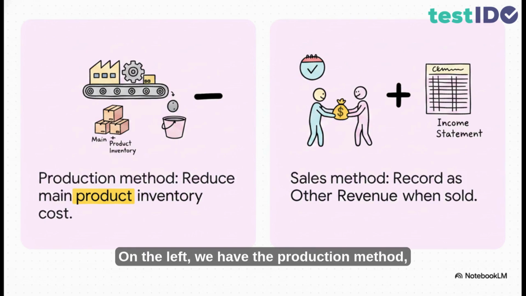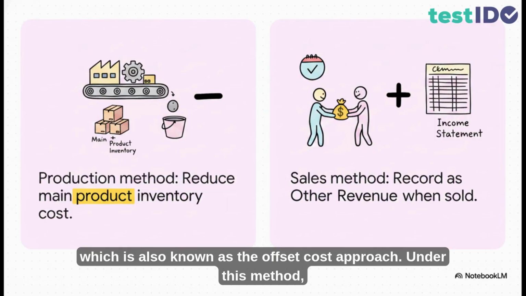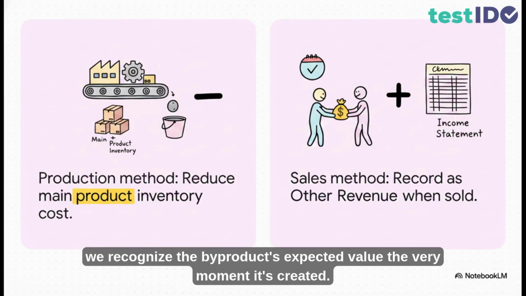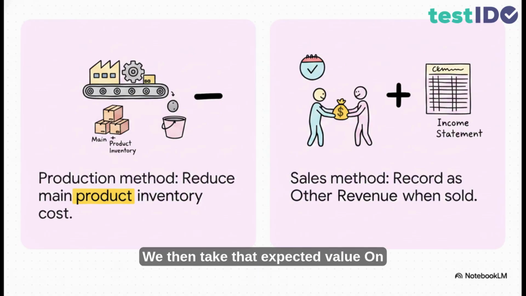On the left, we have the production method, which is also known as the offset cost approach. Under this method, we recognize the byproduct's expected value the very moment it's created. We then take that expected value and use it to actually reduce the inventory cost of our main products. On the right, we have the sales method, which treats the byproduct as other income.